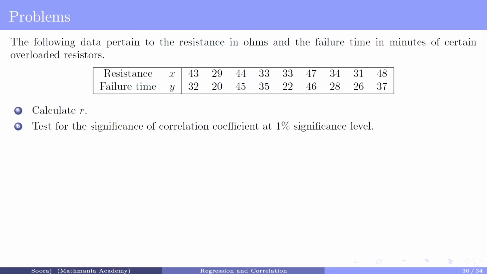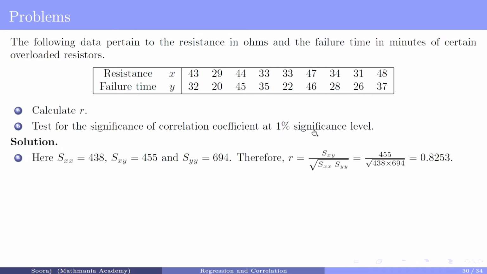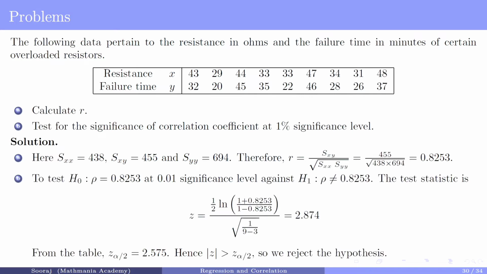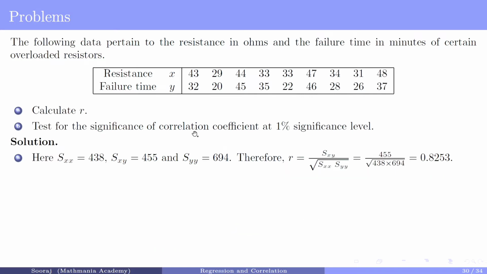Here we have bivariate data. We are asked to calculate r and test its significance at the 1% level. With the usual approach, we calculate these three values. Once they are calculated, we substitute them into the formula for r and find the r value. Now that we have found the r value, next we have to test it.